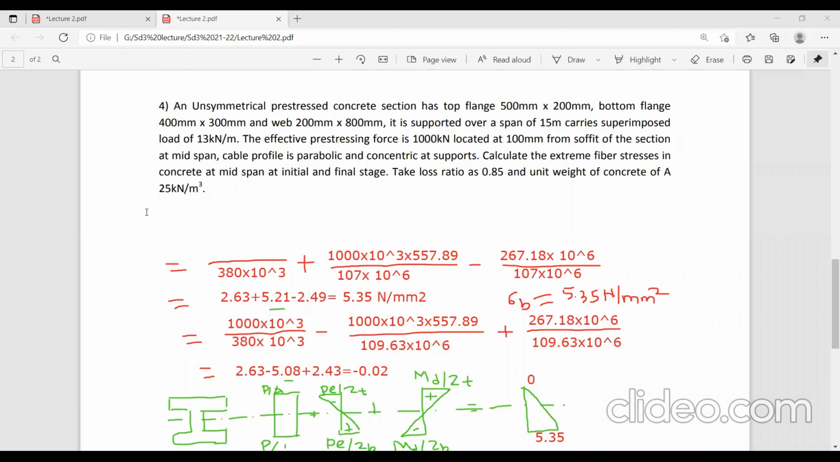Stresses at the final stage. Here we consider pre-stress plus self-weight, then plus superimposed load or live load. These three things are considered here.